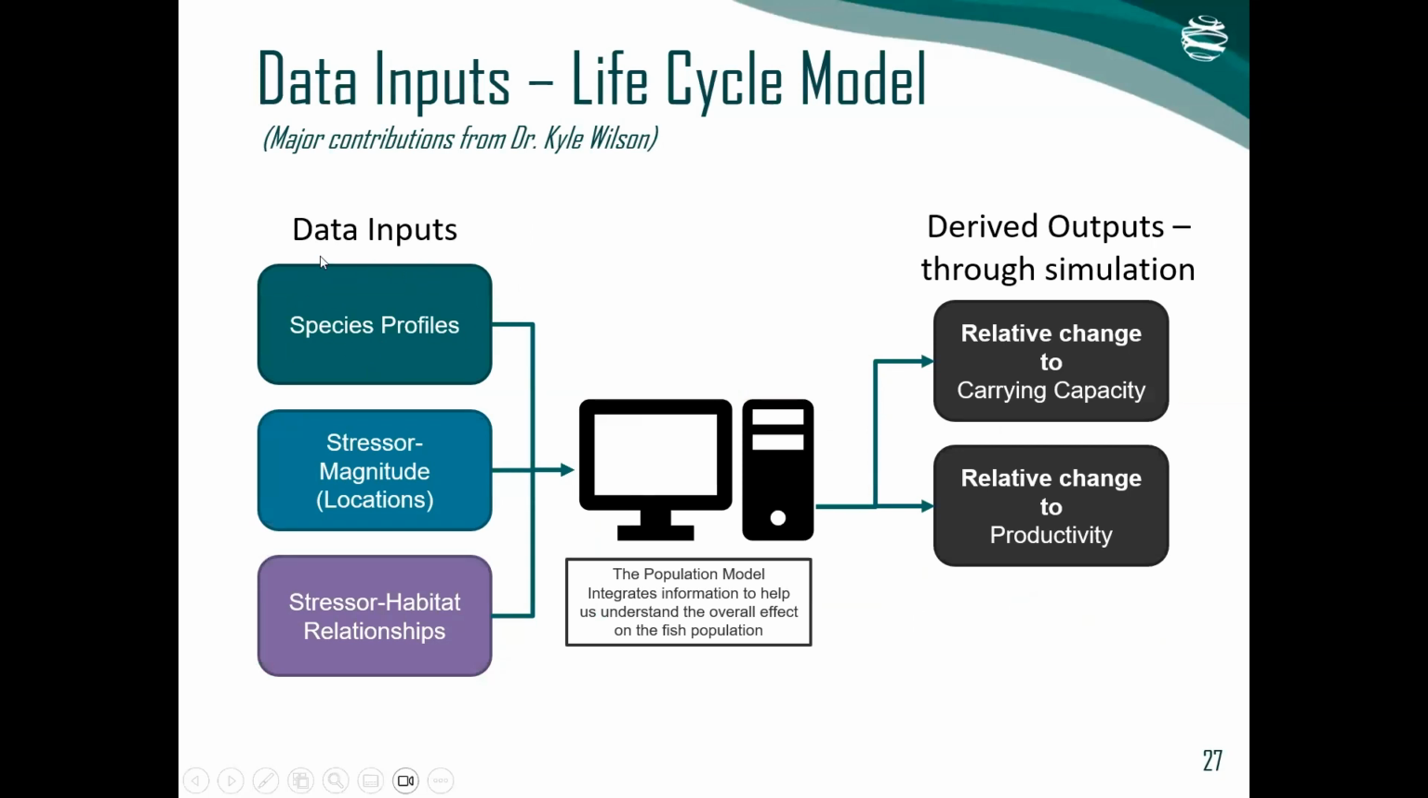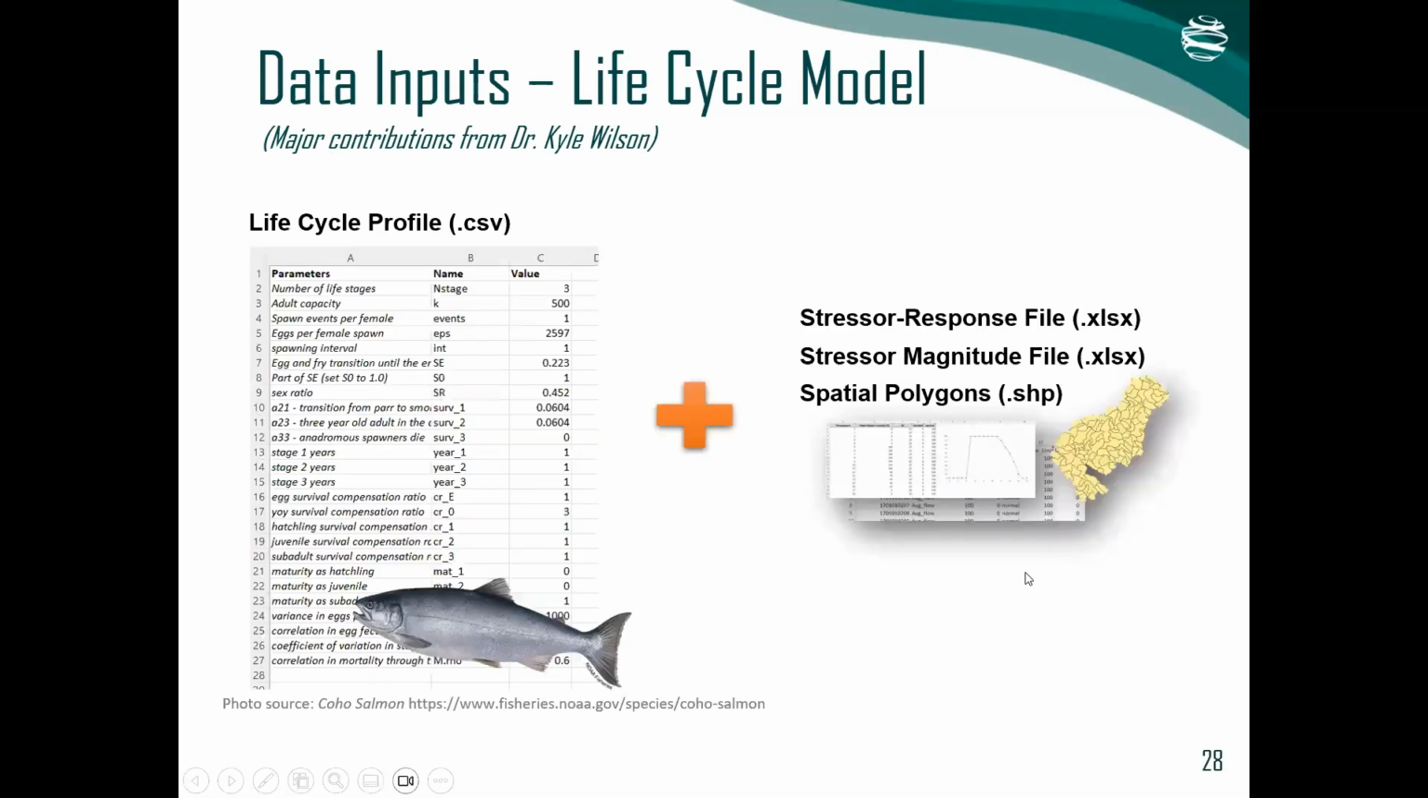So with the life cycle modeling component, we still have the stressor magnitude Excel workbook and the stressor response Excel workbook, but we also introduce a new species profile data set. We'll go over this in a bit more detail. We run the life cycle model, and then we look at relative changes to productivity or capacity across different scenarios.